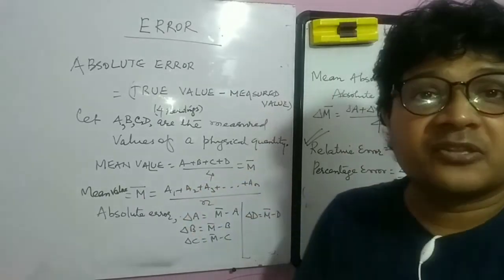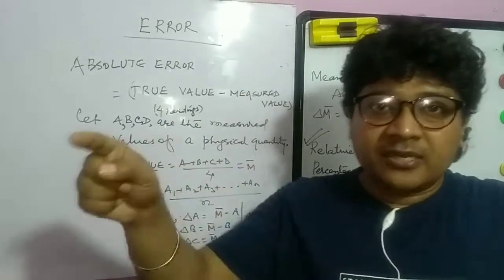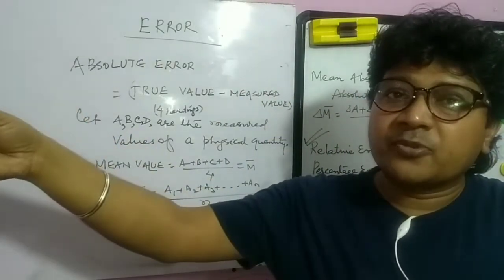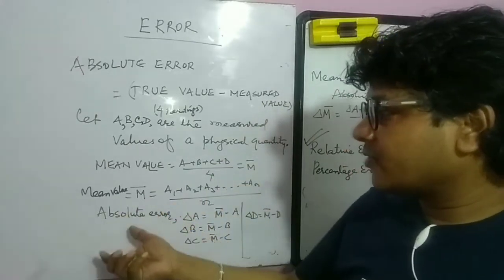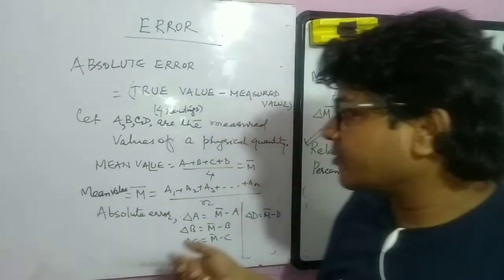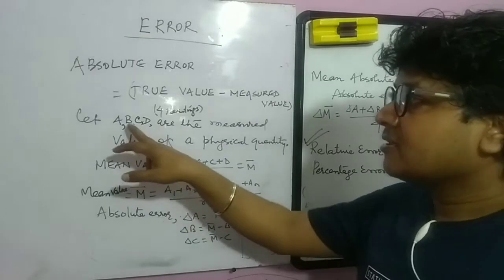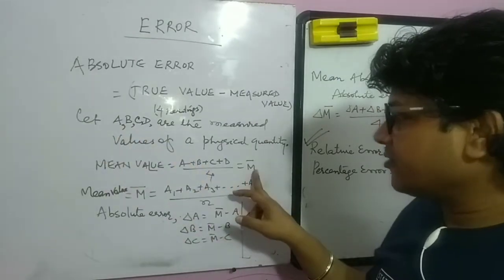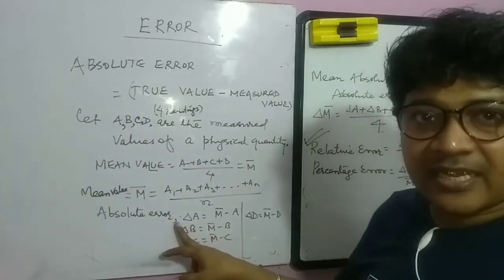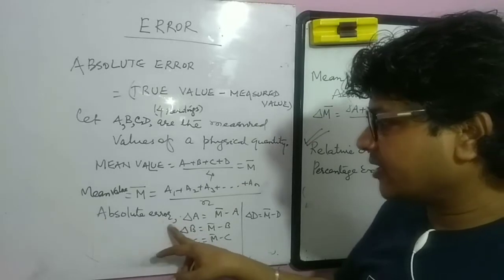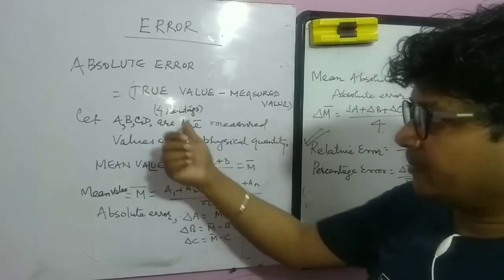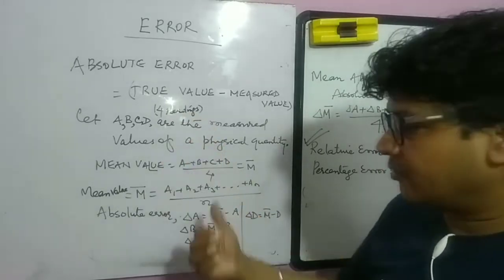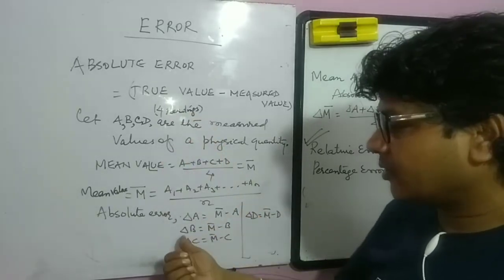Suppose you are taking 10 readings, so 1 plus up to 10 divided by 10, so you will get the mean value. So what will be the absolute error? Absolute error will be equal to mean value minus the readings. So mean value is m, so change in A, that is, absolute error will be equal to mean value minus the reading or measured value.